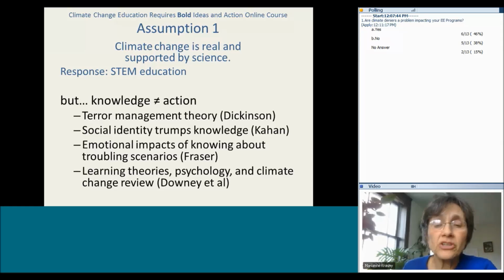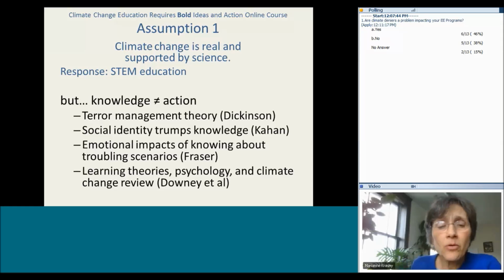And so we need to be really careful about presenting knowledge that's very negative in particular because of the potential emotional impacts. Now, he's worked with environmental educators, but I would assume that this would be even more of a concern with some of the young people or other audiences that we're working with.